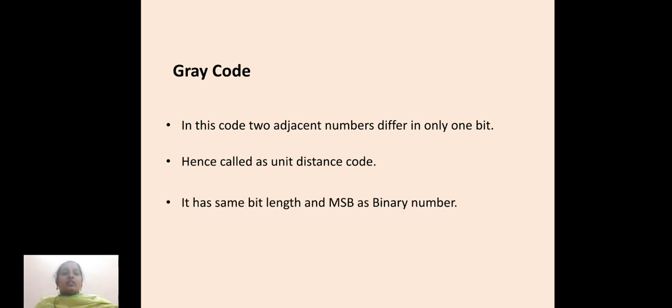Next code is gray code. In gray code, two adjacent numbers differ in only 1 bit. Hence this code is called unit distance code.